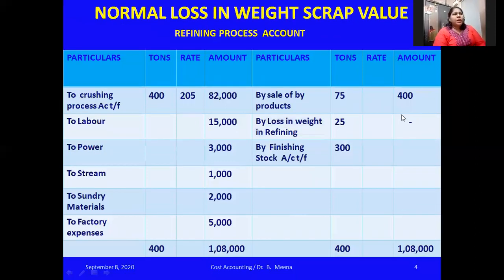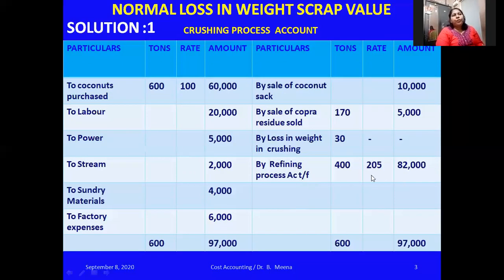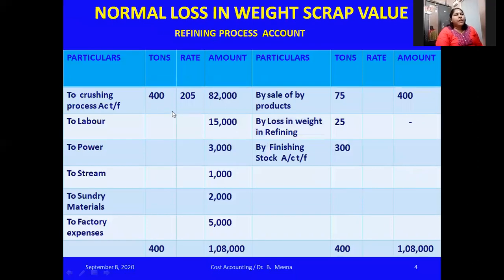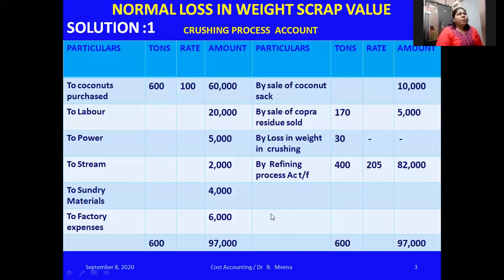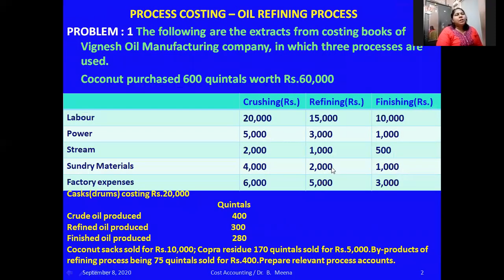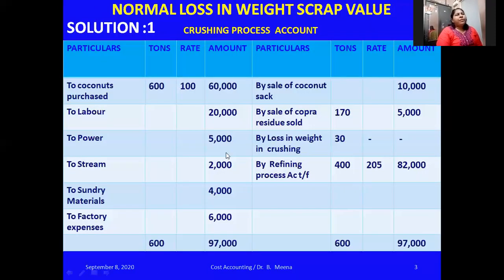Next, we'll move on to the next process, refining process. The first job for us is to transfer the previous process output as the input for this process. What is the previous process output? 400, 205, 82,000. So same thing I transferred here, and I debit the expenses, whatever amount is applicable for the refining process. So what are the amounts applicable? 15,000, 3,000, 1,000, 2,000, 5,000. So all these amounts will come under refining process.